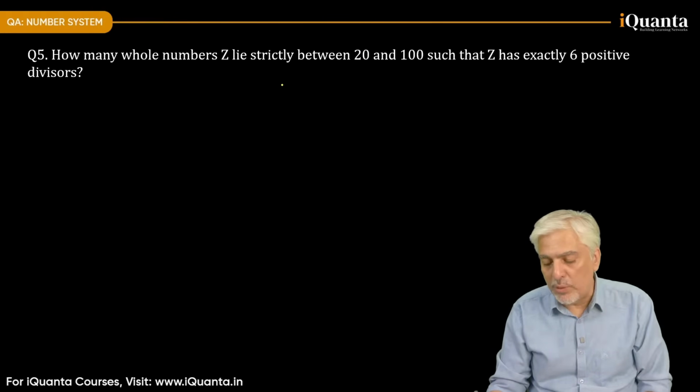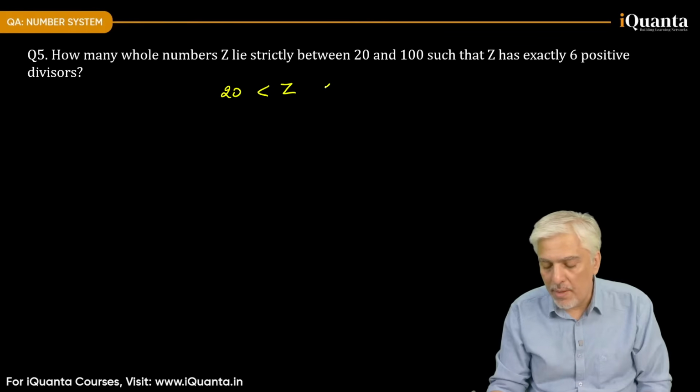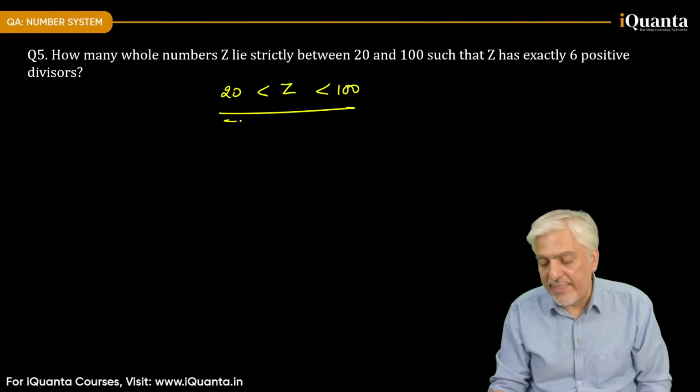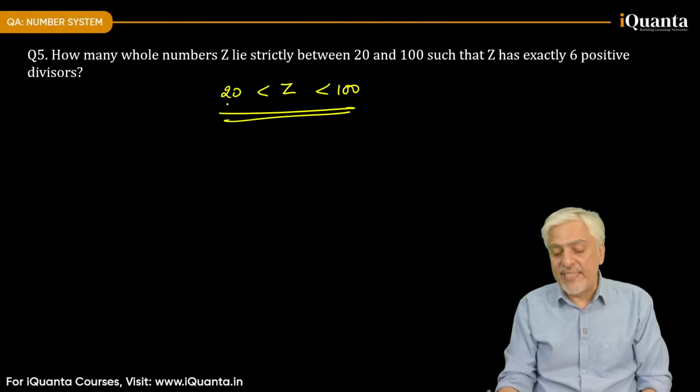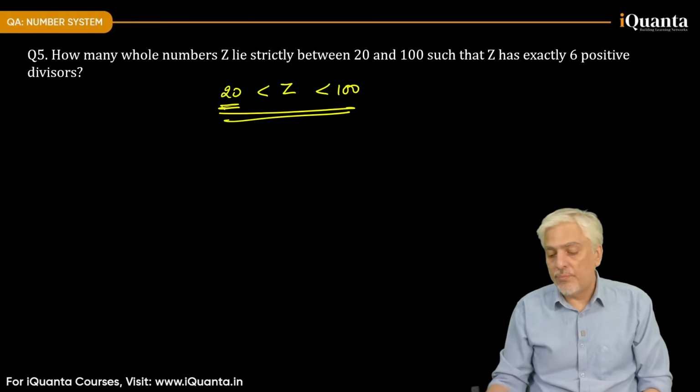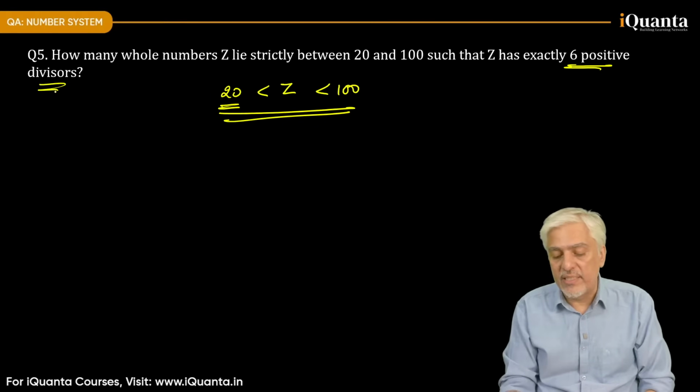The number has to be between 20 and 100. That means greater than 20, less than 100. 20 is not included. It has to have 6 positive divisors, and 6 factors.